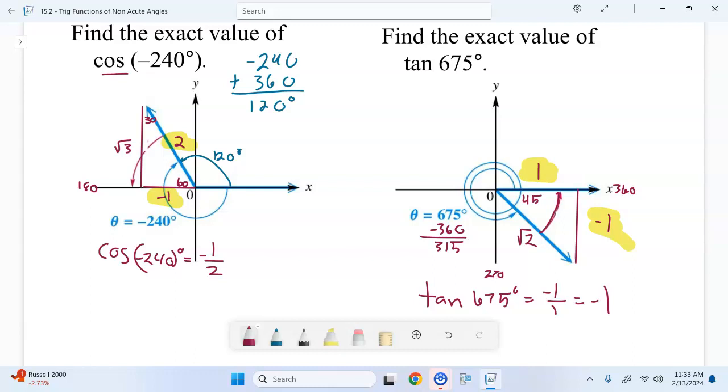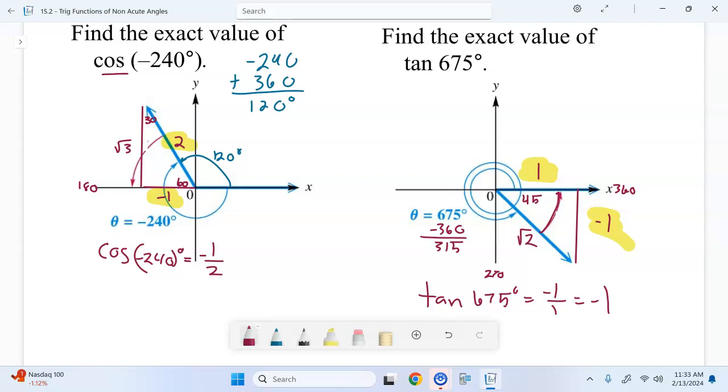Now these two have a diagram. You're not always going to be given a diagram. So I want you to get in the habit of figuring out what quadrant you're in. Draw your triangle to the x-axis. Find your reference angle. Okay? You'll have to create this on your own. The time investment really is worth it.